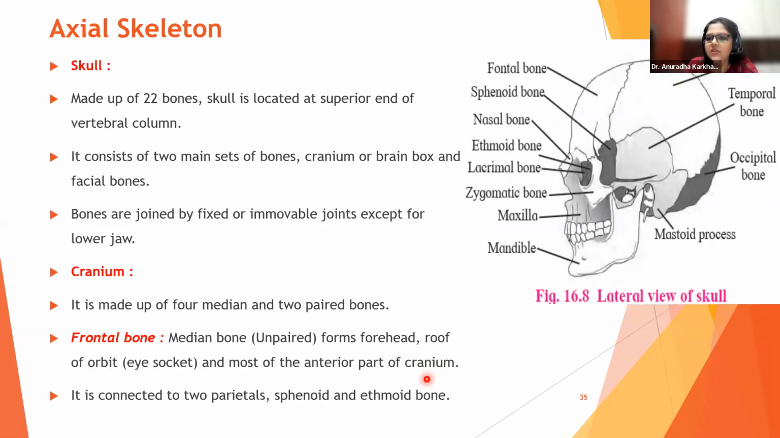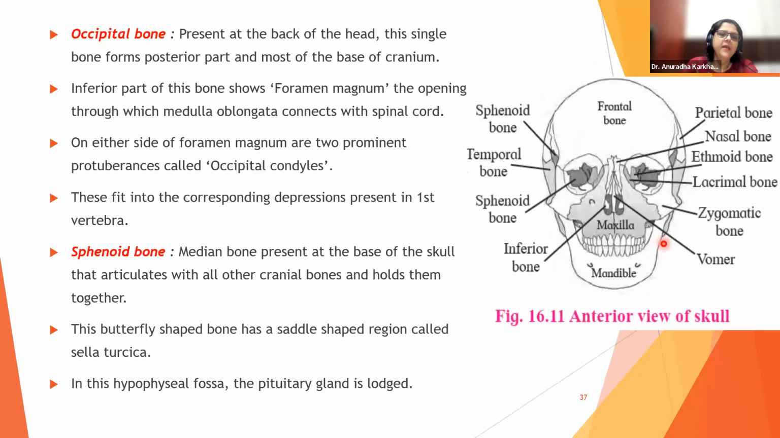यहाँ पर दिखेगा occipital bone. ये देखो. You can see this? One single bone at the back, through which there's going to be an opening through which who's going to come out? Medulla oblongata. Okay. On either side of the foramen magnum are two prominent protuberances called occipital condyles.